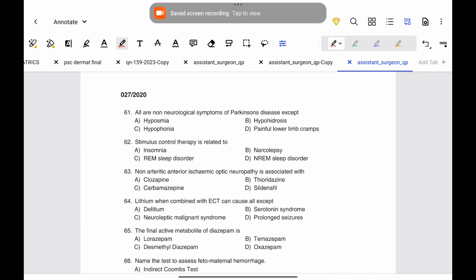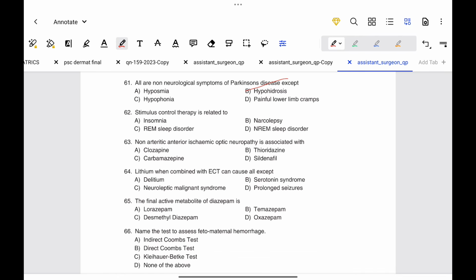All are non-neurological symptoms of Parkinson's disease except hypohidrosis. Stimulus control therapy is related to insomnia. Non-arthritic anterior ischemic optic neuropathy is associated with sildenafil.